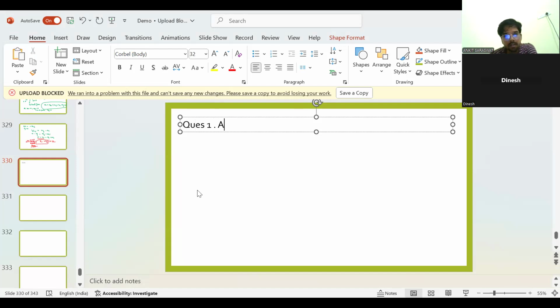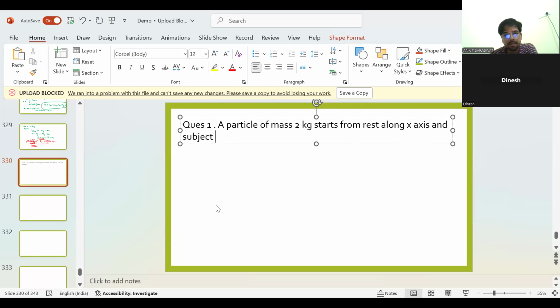A particle of mass 2 kg starts from rest along the x-axis and is subjected to a force as shown in the diagram. Find the final speed. You should solve the questions; I have shared a question bank for you, or you can refer to any book, like DC Pandey or SL Arora, as reference books. I will draw the diagram.